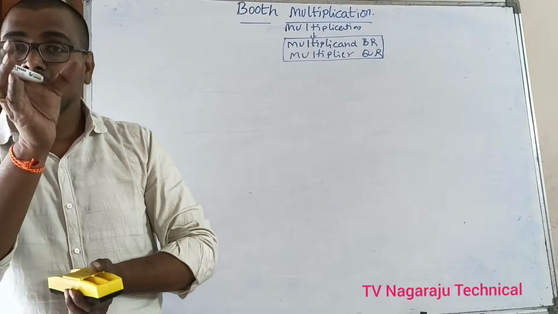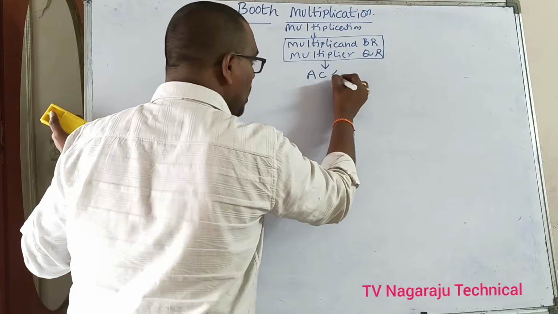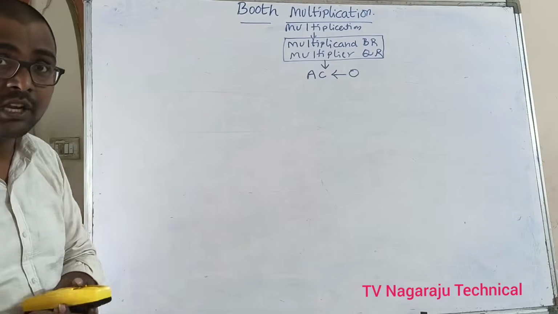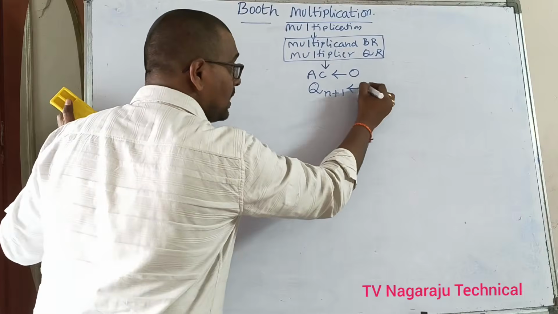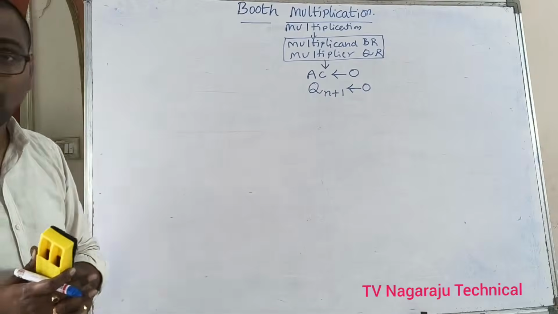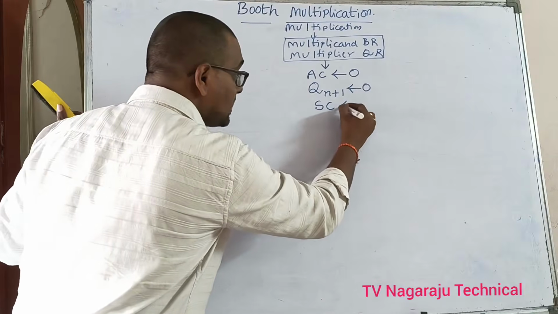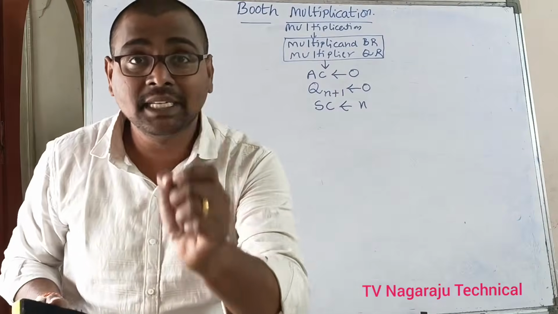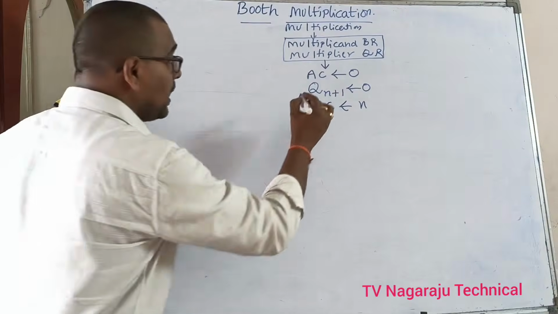The result is combined in AC and QR, and initially the value of AC is equal to 0. I take one more bit, Qn+1, and this value is equal to 0. And one more thing, what is that? The sequence counter, SC. Initially, what is the value of the sequence counter? The number of bits of the multiplier.